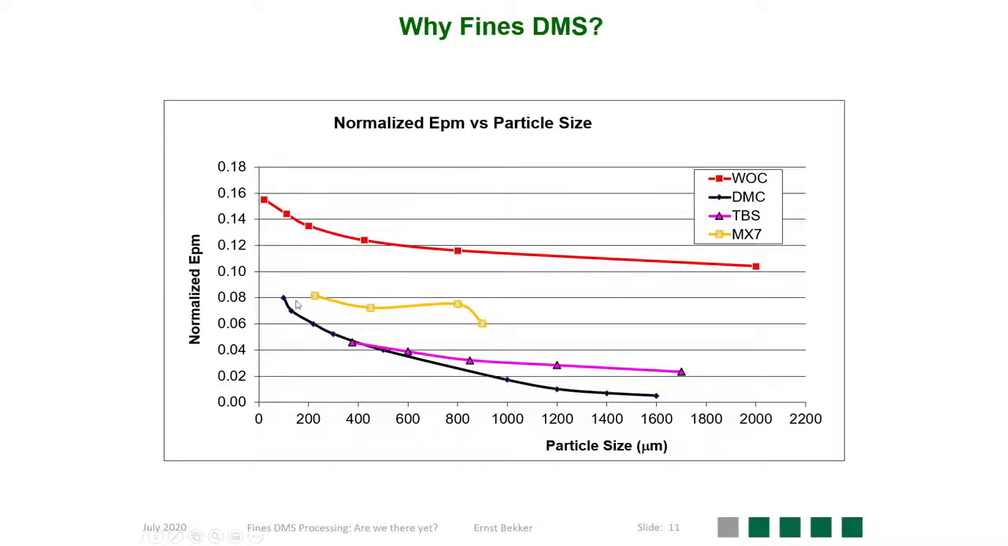This graph illustrates that the dense media separation process is the most efficient process across a wide range of particle size. The particle size is shown on the x-axis, and the normalized EP is shown on the left-hand axis. So compared to water-only cyclones, WOC, MX7, which is the spirals, and then TBS, which is teeter bed separators, the dense media cyclone.